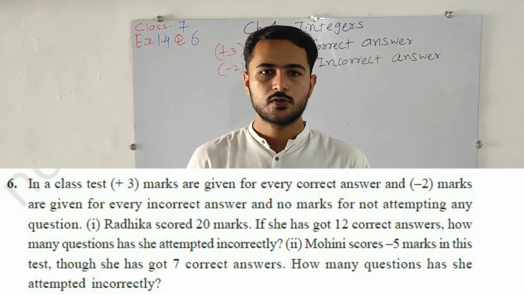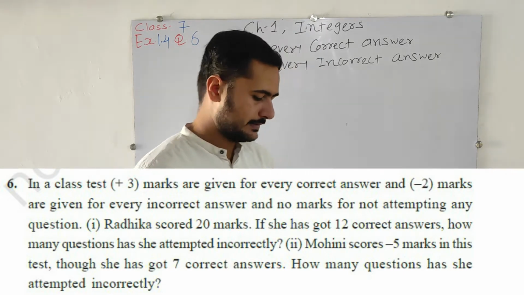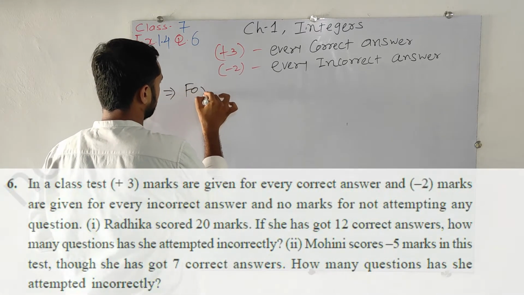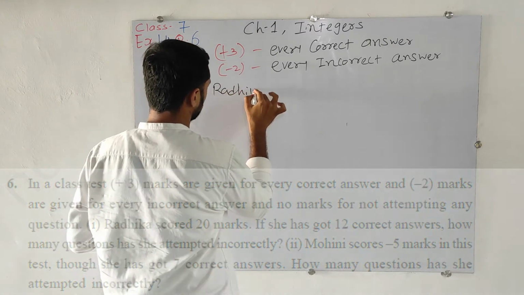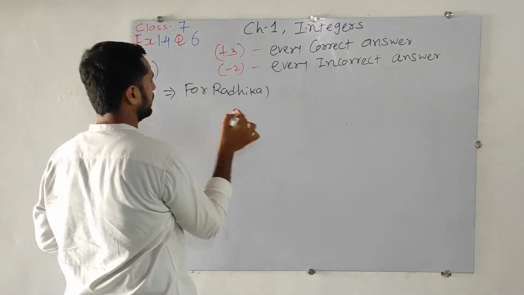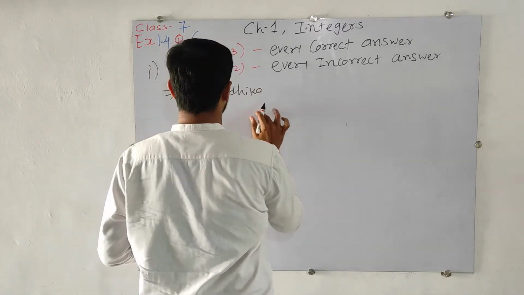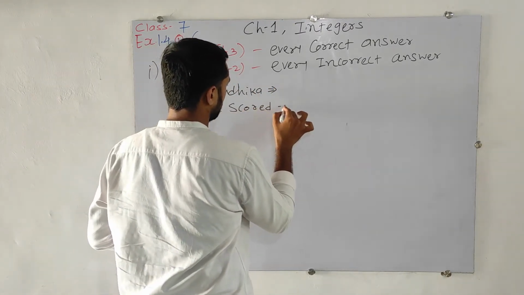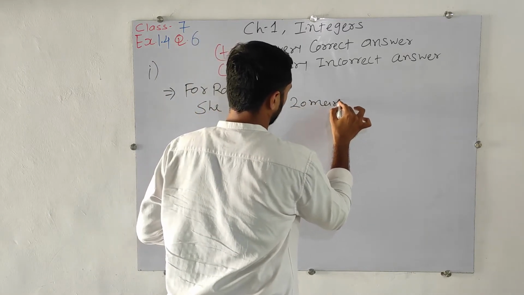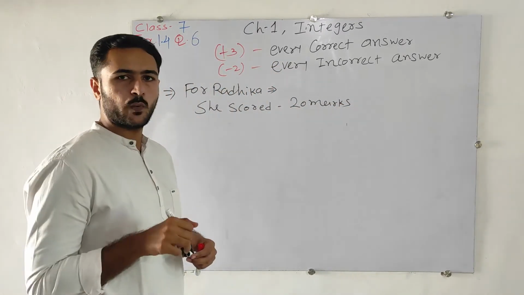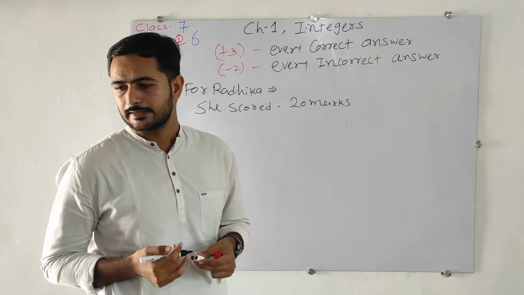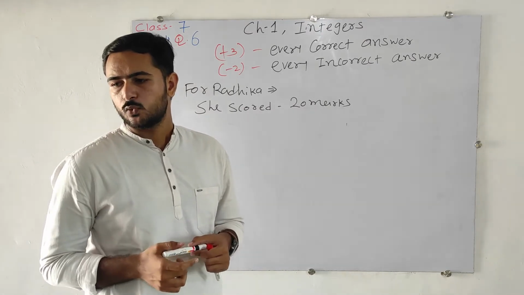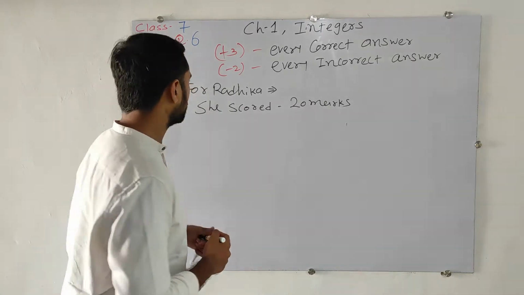Okay. So first of all, Radhika scored total 20 marks. Let's start with that. For Radhika, she scored 20 marks. Now she scored 20 marks, and she has 12 correct answers. Okay, the total 12 correct answers.